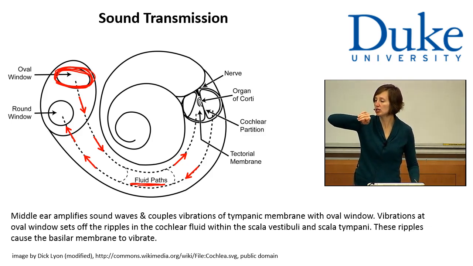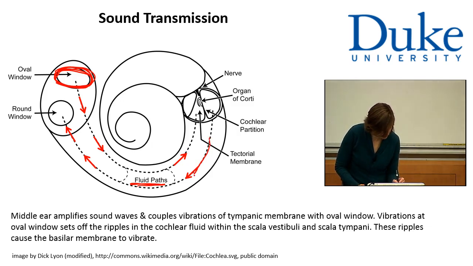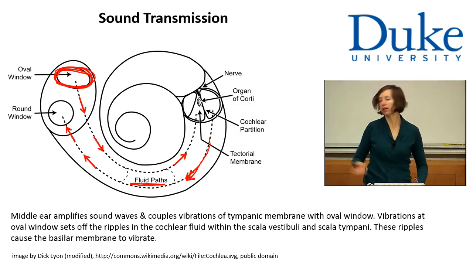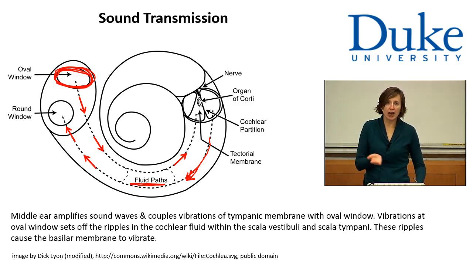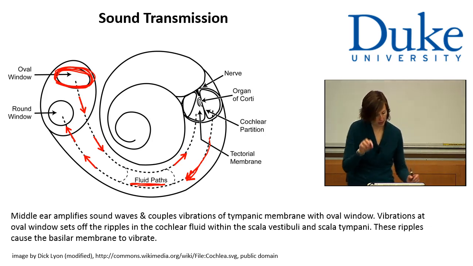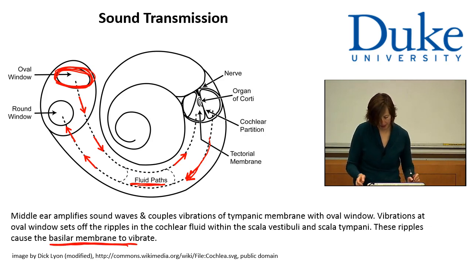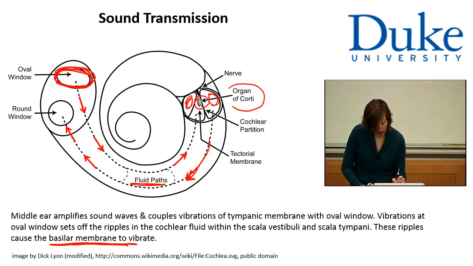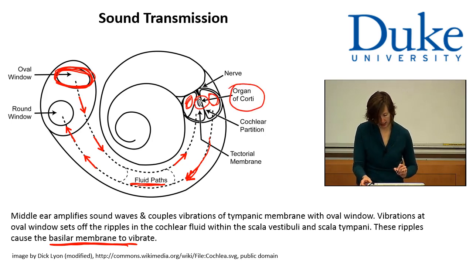So the vibrations will go down the scala vestibuli and then come back around towards this second fluid pathway, which is in the compartment called the scala tympani. And we'll see how that vibration coming through the scala tympani is what's going to cause the basilar membrane to vibrate. So you can see here are our two fluid compartments, and sitting between them is what's called the organ of Corti. And that's what we're going to see in this next diagram.